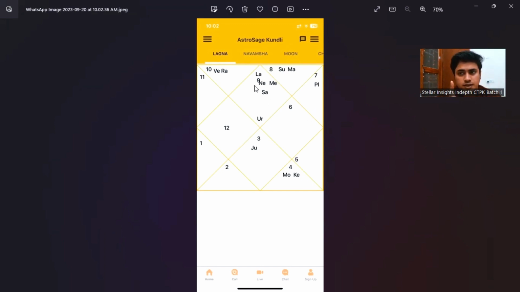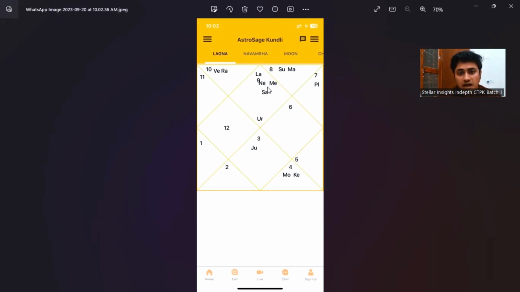So see, first we'll take 1-5-9. Is there any planet in it? First from Mercury, we have the planet Saturn, because it is sitting along with Mercury. It is sitting with Saturn only.